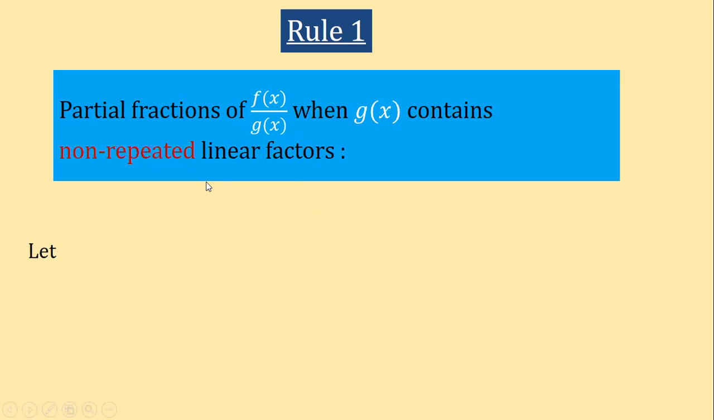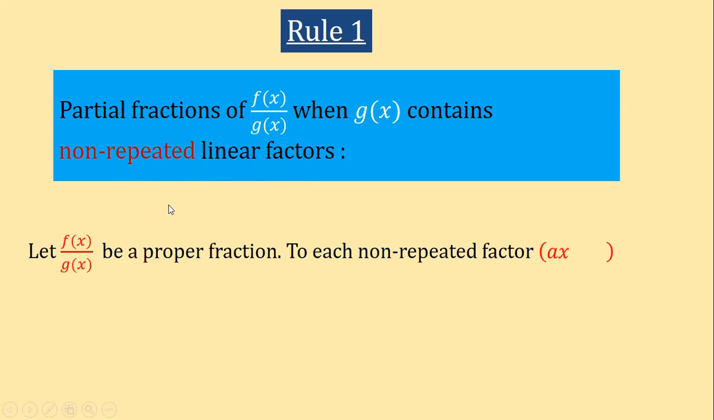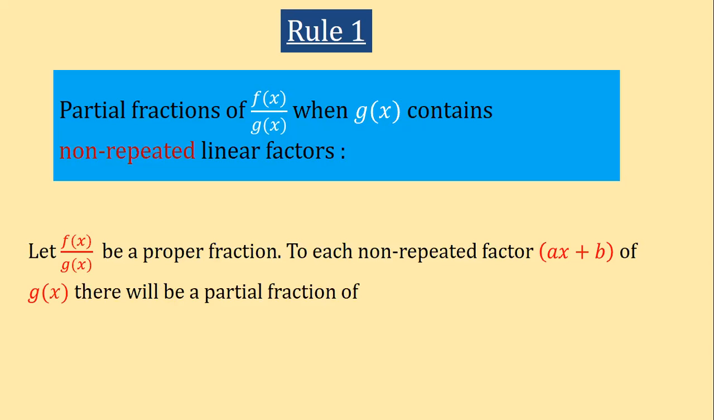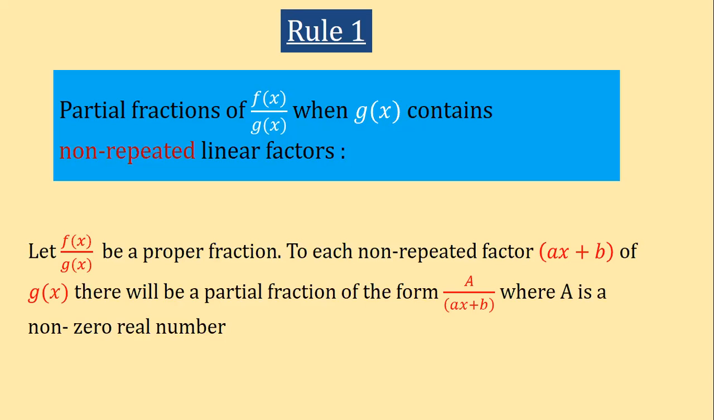Let us see. Let f of x by g of x be a proper fraction. To each non-repeated factor ax plus b of g of x, there will be a partial fraction of the form A by ax plus b, where A is a non-zero real number, which is to be determined. So what does rule 1 tell us?